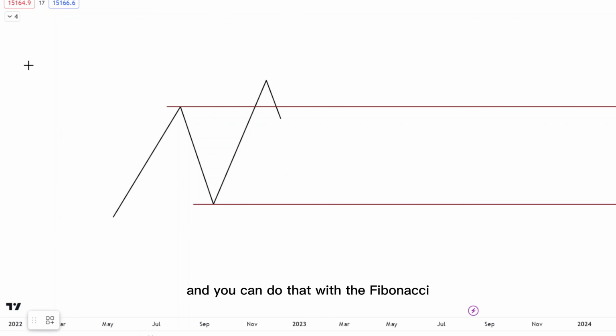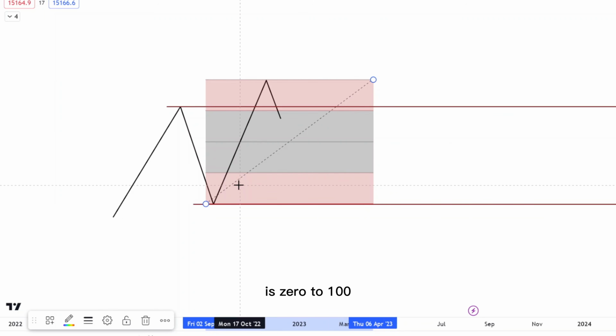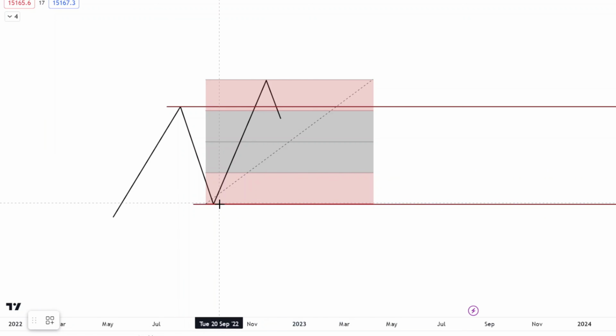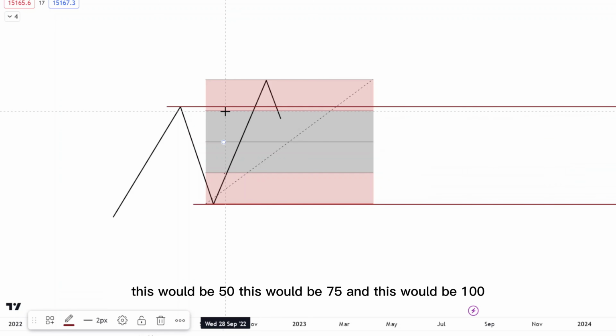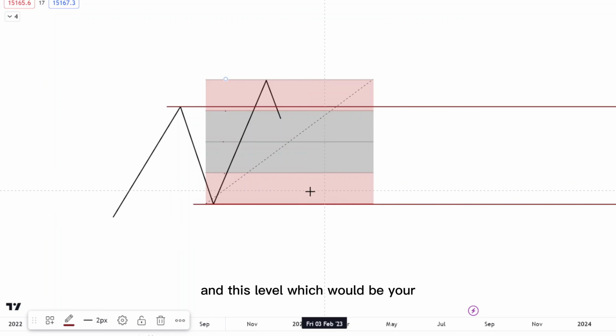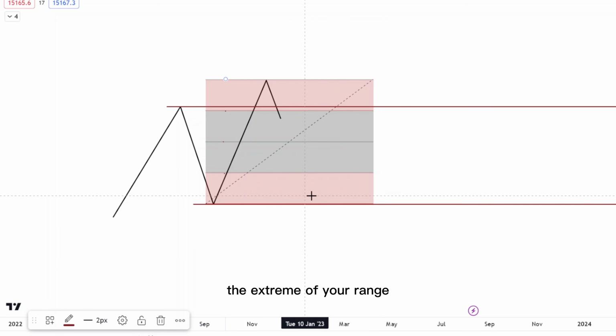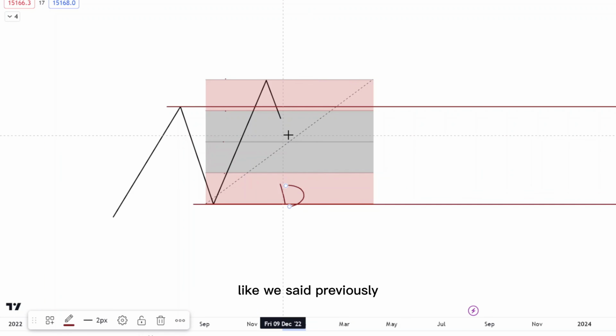And you can do that with the Fibonacci. And the settings for the Fibonacci is 0 to 100 broken into 4. So this would be 0, this would be 25, this would be 50, this would be 75, and this would be 100. It's simple. And this level, which would be the extreme of your range, would be your discounted price. In the middle here, like we said previously, the $5, this would be your fair price.